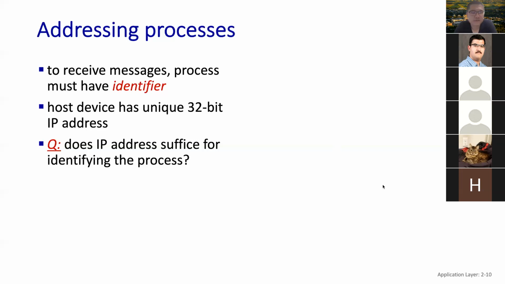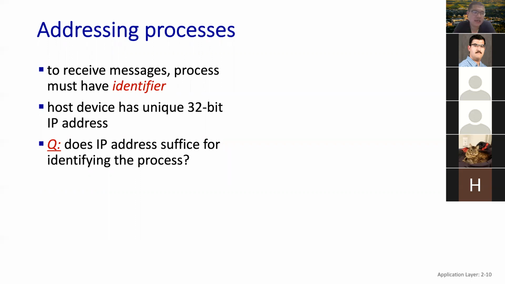Okay, that's good. The next question is that to receive the message, the process must have an identifier. So how do you identify which process you want to send the message to? There are a lot of processes in the host. So first is the IP. Everyone should maybe know the IP. The host device has a unique 32-bit IP address. Each host will have an IP. Your laptop has an IP, my laptop has an IP.